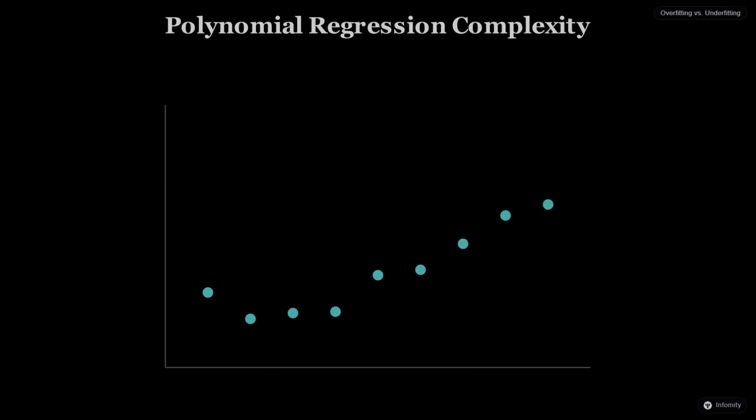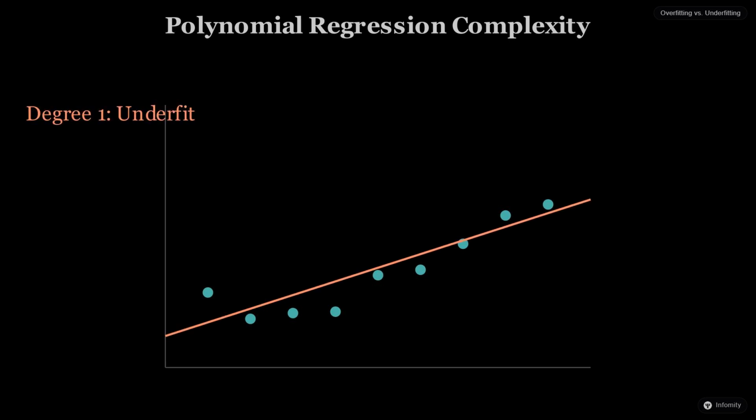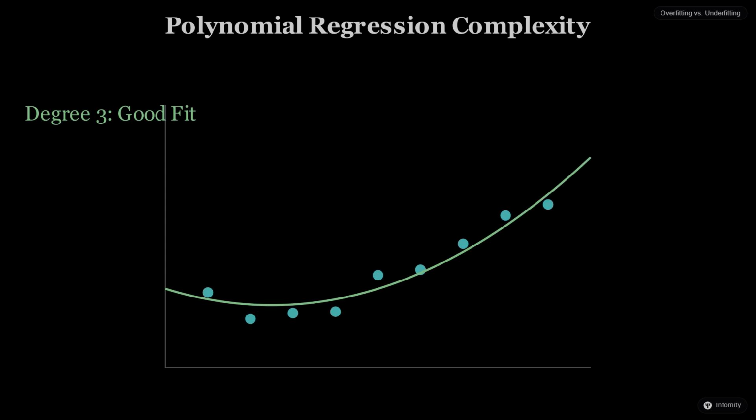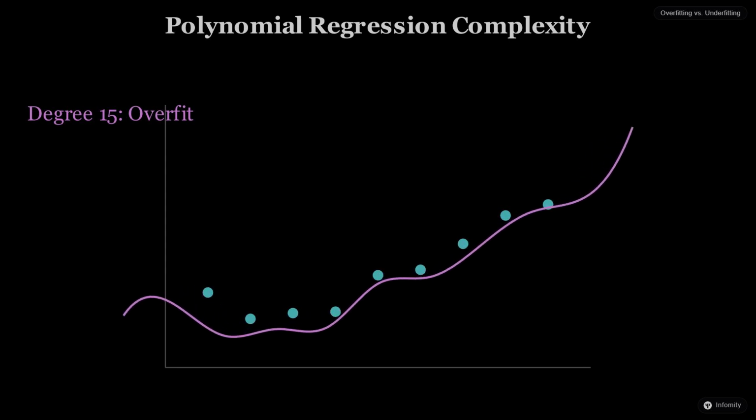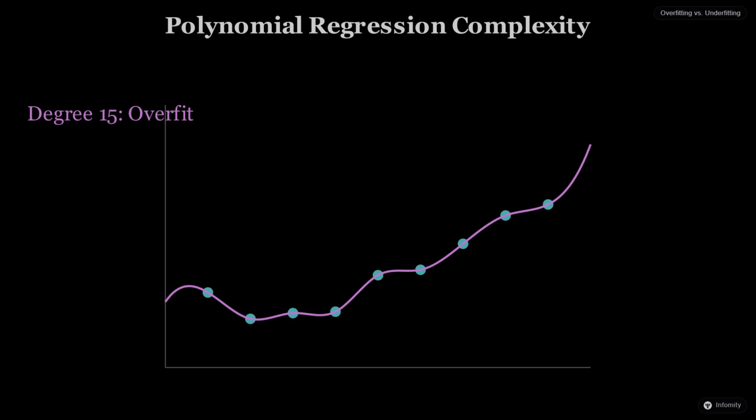To better understand model complexity, let's use polynomial regression as an example. Here, complexity is determined by the polynomial's degree. A first-degree polynomial, a straight line, is simple and often underfits nonlinear data. A third-degree polynomial offers more flexibility, capturing gentle curves. But a very high degree, like 15, makes the model extremely flexible, leading to an overfit curve that wiggles excessively to include every data point and its noise.